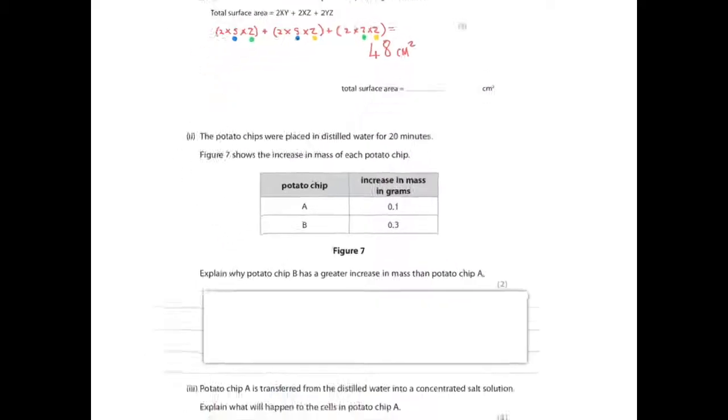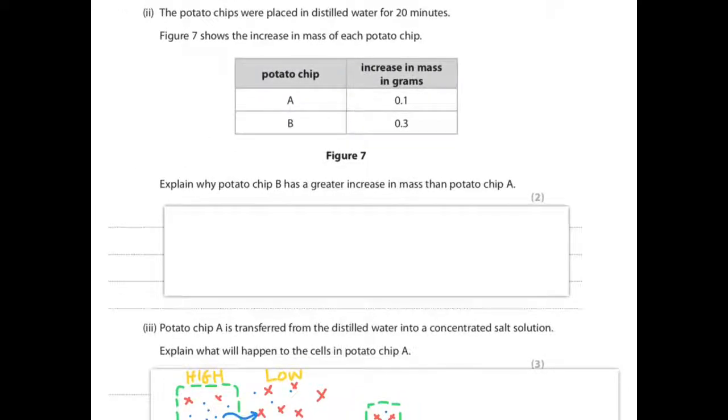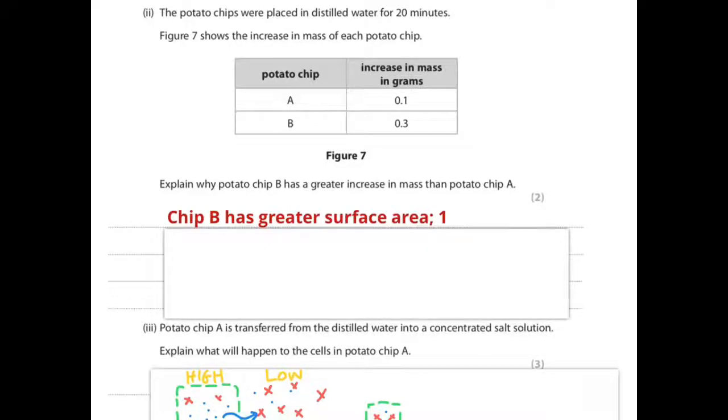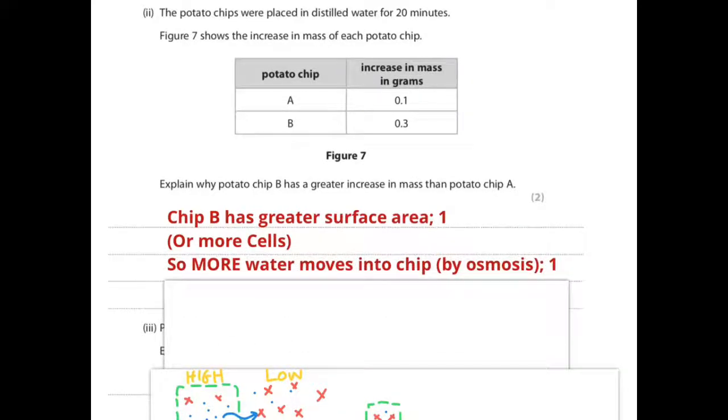So there's 2 ways you can say this. Explain why potato chip B has a greater increase in mass. You can say either it has more cells or has a greater surface area. Now we have to give a reason for why that means it will have a greater mass. So you say, so more water moves into the chip by osmosis. Whenever you're talking about water moving, always say by osmosis. That's an important point. And you have to say more water because you're making a comparison between 2. They both have a surface area. It's just this one has a bigger surface area, so more water moves into the chip. It's an important word to add.